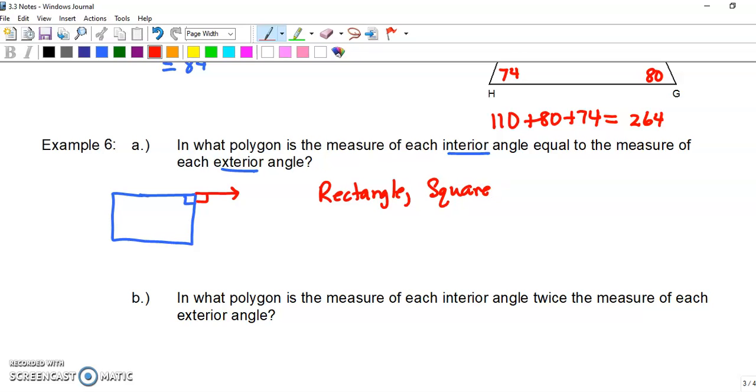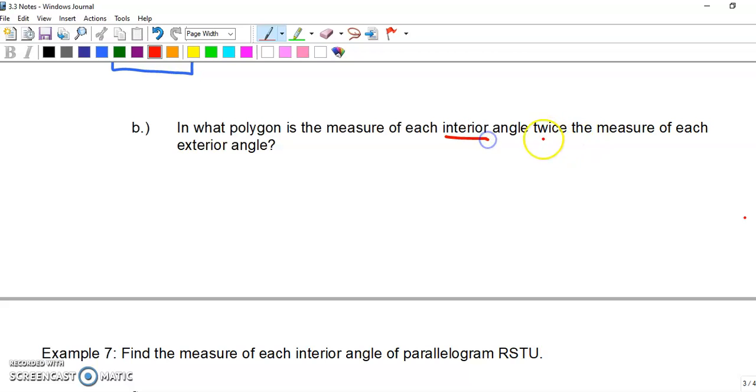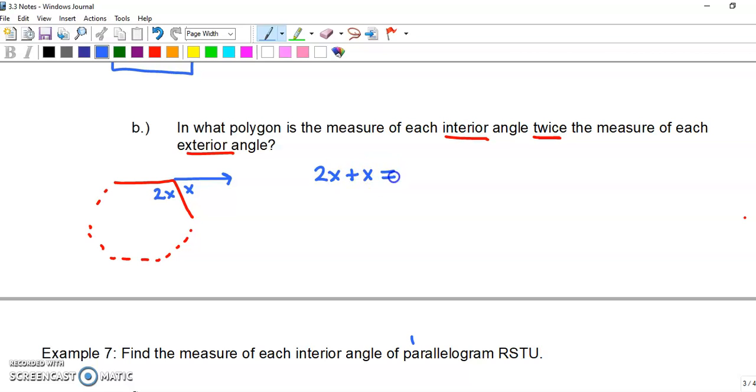But then what about if the measure of the interior is twice as big as each exterior? Again, I'm just going to draw one polygon out here. I don't know what it is yet. And here's my exterior. If my exterior is 1x, the interior is twice that, 2x. Again, they're a linear pair, so one interior and one exterior have to add up to 180. So 3x is 180, and when I divide both sides by 3, x is 60.